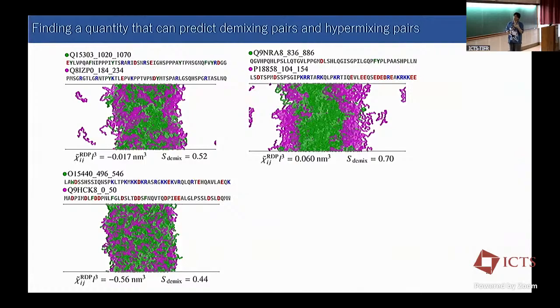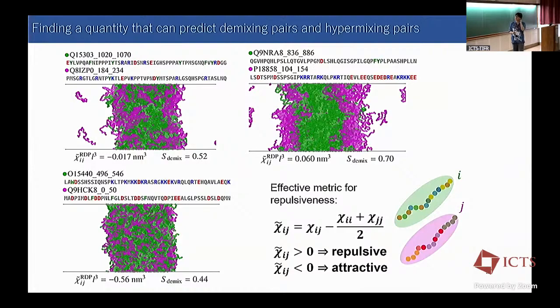Now, using that framework that I proposed, using that integral, you can also calculate an effective metric of the repulsiveness. And what we found is this really simple formula: we just take that interaction parameter, which we can directly calculate from that BRL coefficient. Then in a sense we take the diagonal part and just focus on the off-diagonal part. And then we can have this nice correlation between that value and the demixing feature.